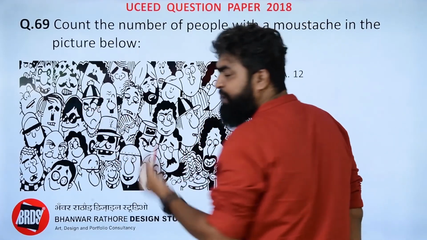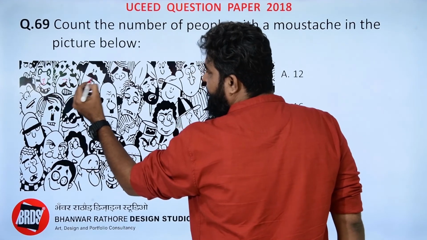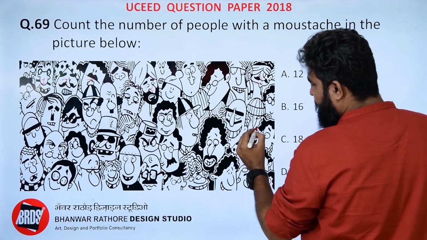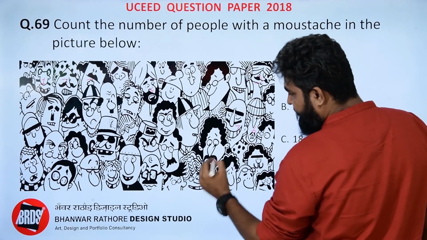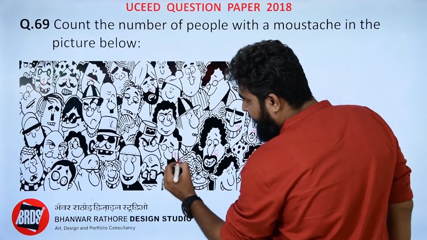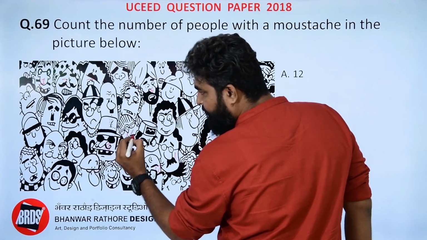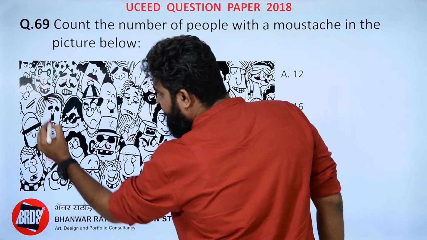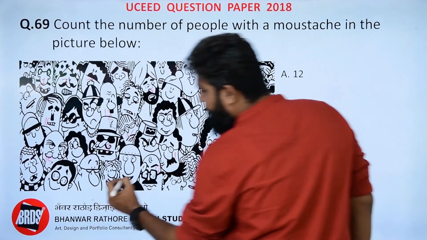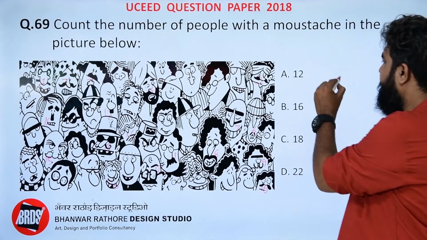If we check the people with a mustache here, 1, 2, 3, then 4, 5, 6, 7, 8, 9, 10, 11, 12, 13, 14, 15, 16, 17 and 18. So the total number is 18 people. So the correct answer will be C.